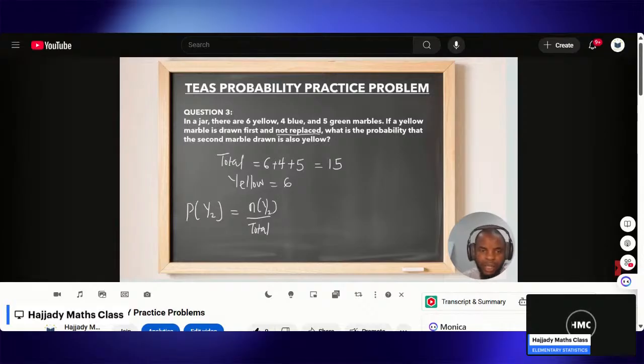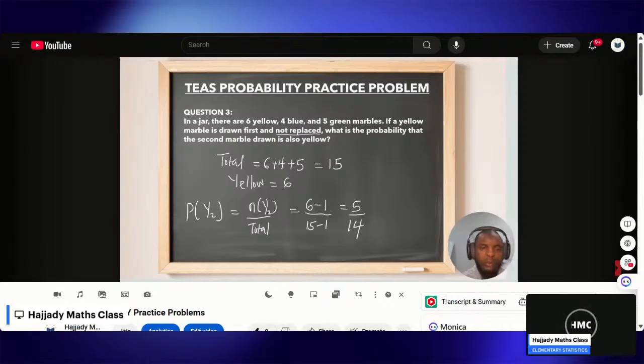Now let's go back to the question. It says, if a yellow marble is drawn first and not replaced. In that case, since the first yellow marble drawn was not replaced, the number of yellow is going to be 6 minus 1, which is 5. Our total was initially 15. Since the first marble was drawn and not replaced, the total also decreases by 1. So here we have 5 over 14.